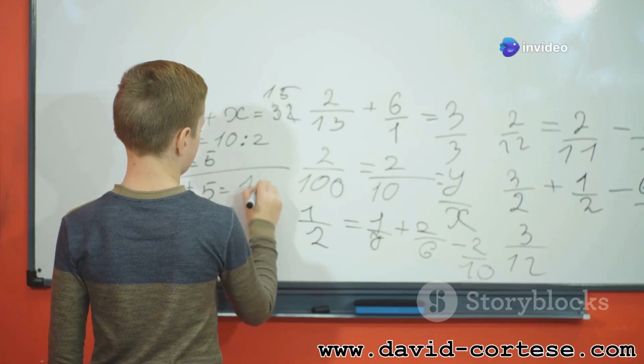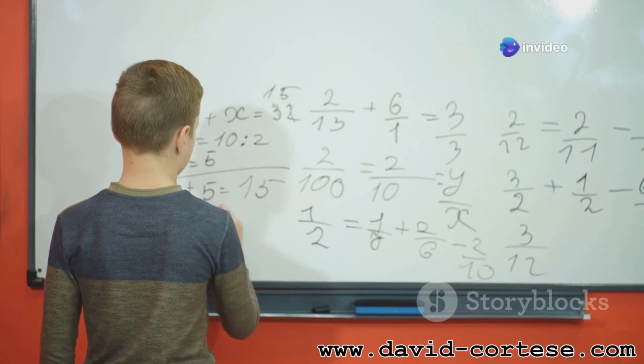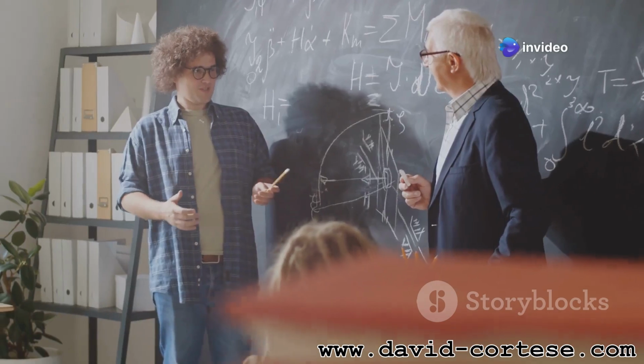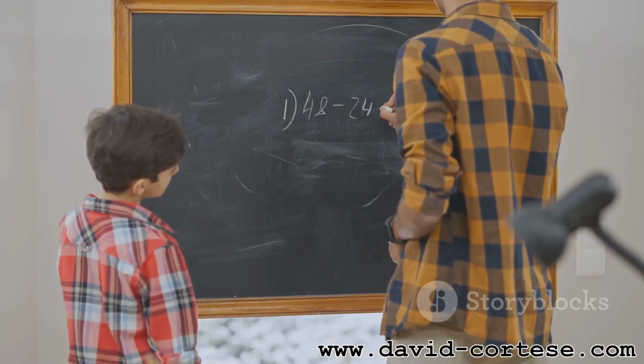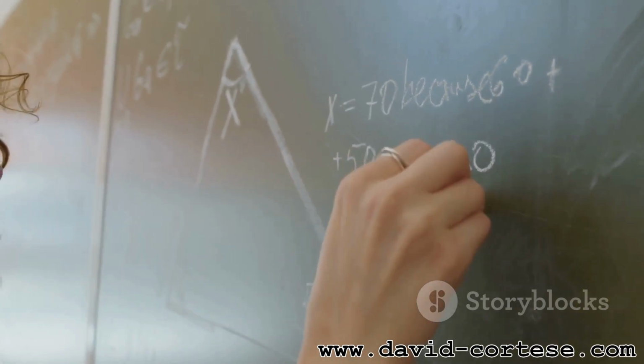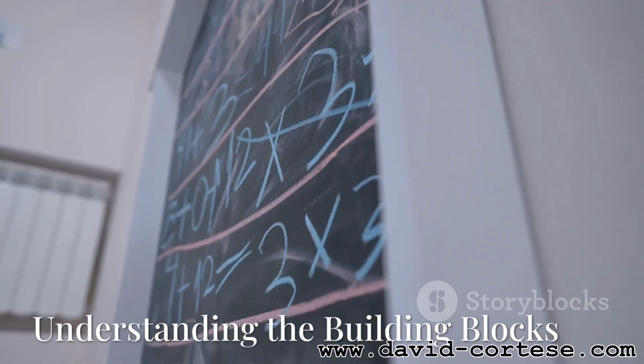We use letters like x to represent the missing number. This letter is called a variable. First-degree equations have only one variable, and the highest power of that variable is 1.